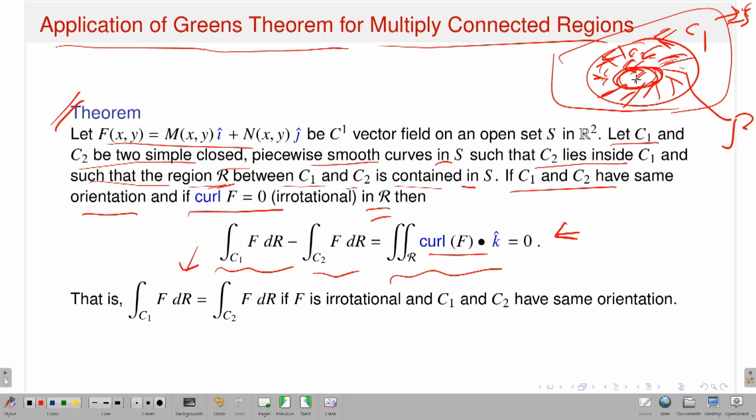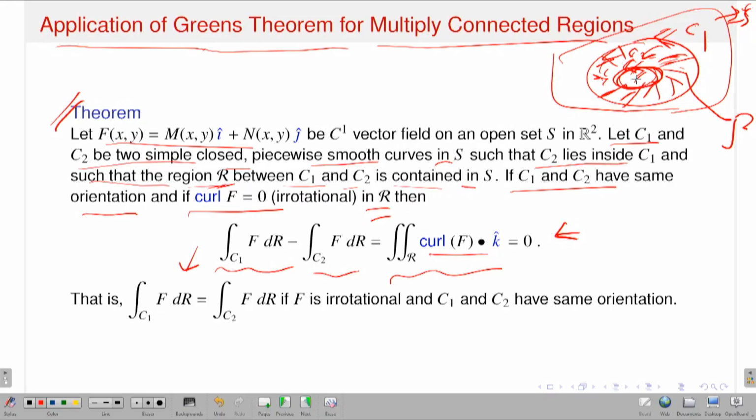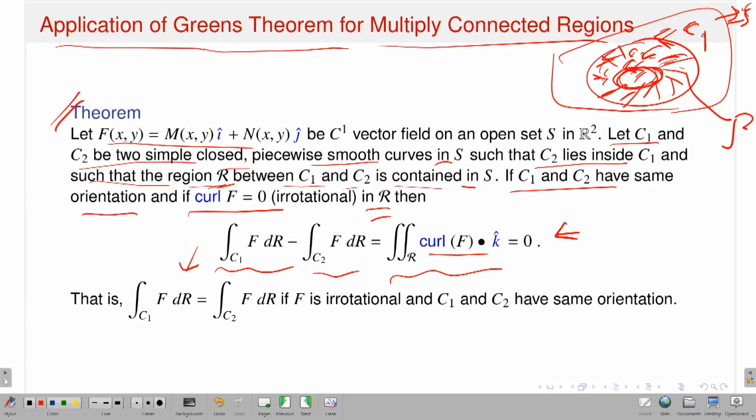So, I am considering the interior region bounded by C1, and then I subtract the interior region bounded by C2. That means the region R is multiply connected. Now, if I apply Green's theorem, I know the statement of Green's theorem, right. What does Green's theorem say? If I have a multiply connected domain, with this kind of simple closed curve C1 and C2 sitting inside, there is only one hole.